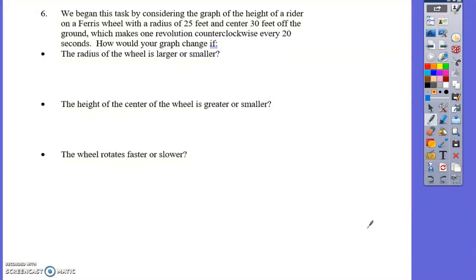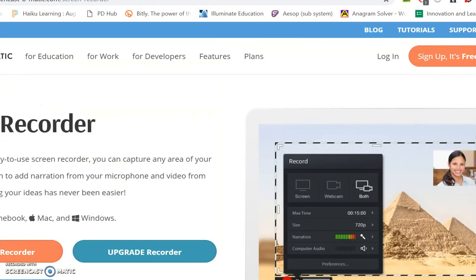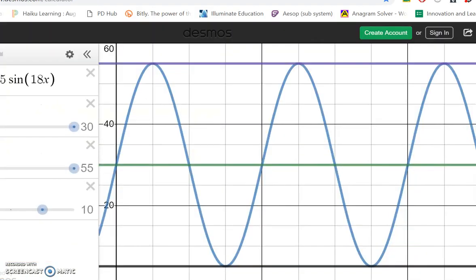What happens to the center of the wheel? Where does that go? And what happens when the wheel rotates faster or slower? So it'd be nice to have some comparisons. Maybe take everybody in your groups, run over to Desmos, make sure you switch to degree mode and plot them.